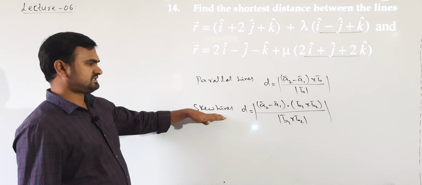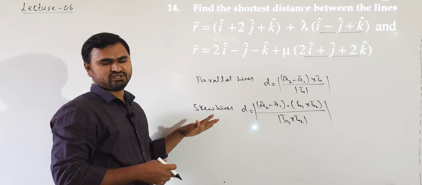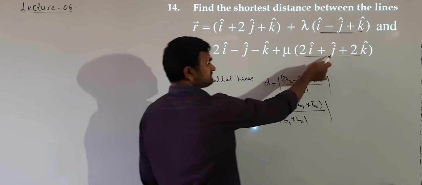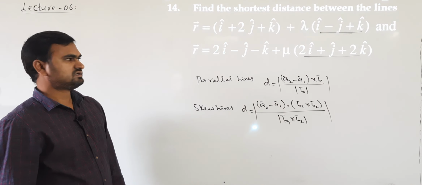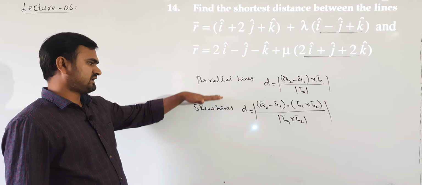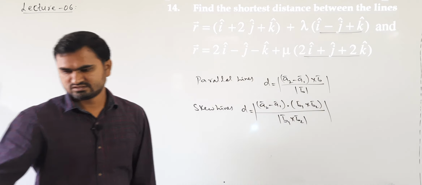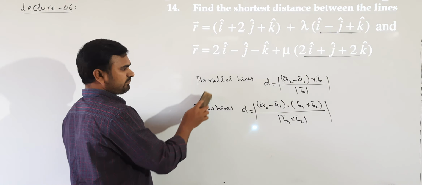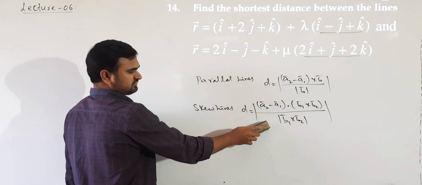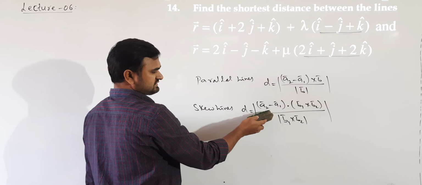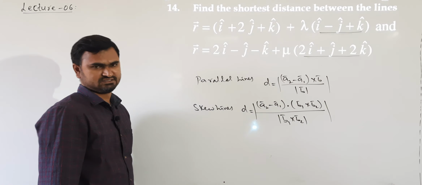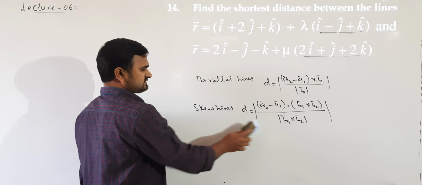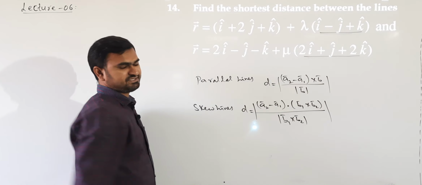About skew lines, we cannot directly say whether they are skew lines or intersecting lines, but surely we can say whether they are parallel or not just by observing these parallel vectors. So we are using two formulas: distance between parallel lines and distance between skew lines. Before finding the distance, first make sure whether they are parallel or non-parallel. For parallel we use this formula, for non-parallel we use this formula. After solving, if this d comes out to be 0, they are intersecting lines. If some distance exists, they are skew lines. So we are going to use this formula now because the given lines are not parallel.